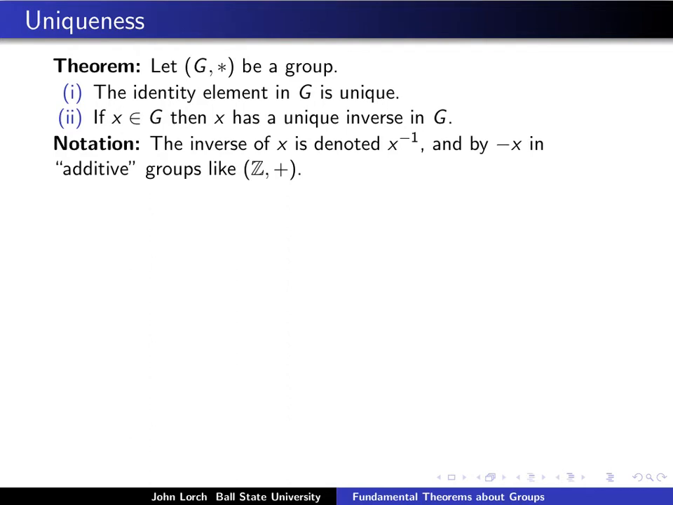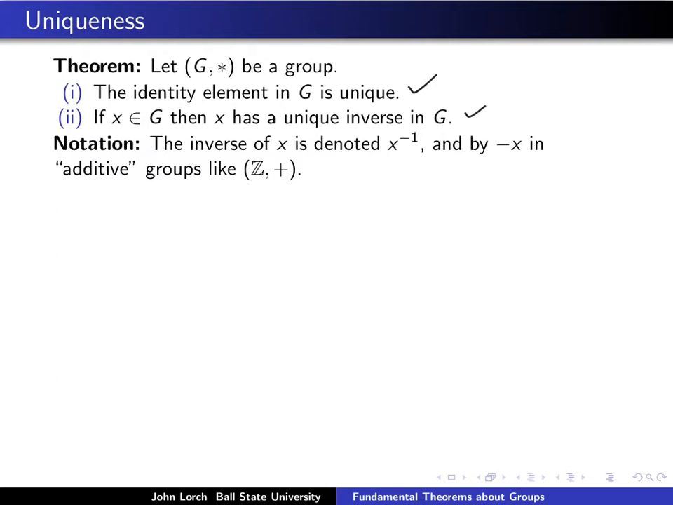So we start with a group, G comma star. Because G is a group, the definition tells us that it must have an identity, and item 1 of our theorem claims that that identity must be unique. Also, if we're given an element x in G, we know from the definition of a group that x must have an inverse, and we claim that that inverse is also unique.